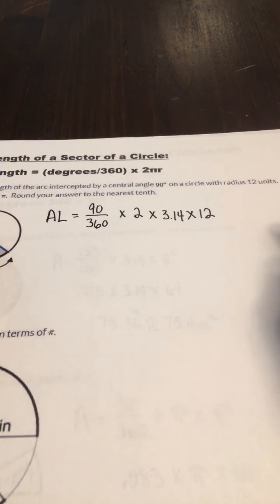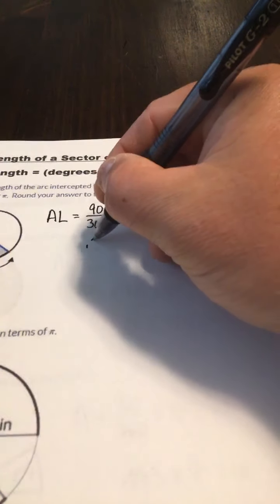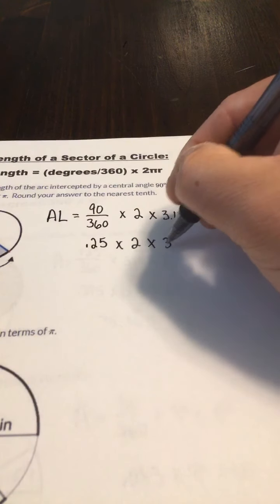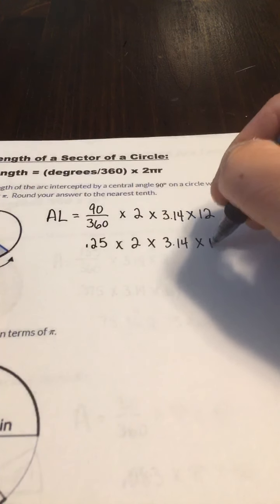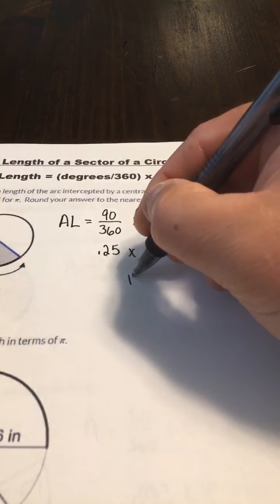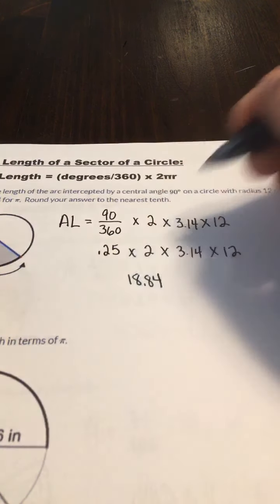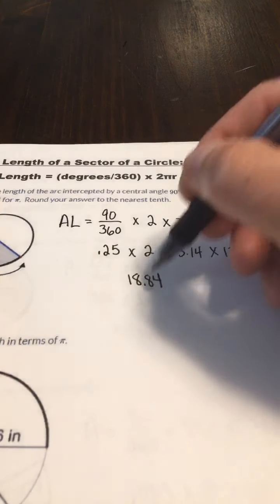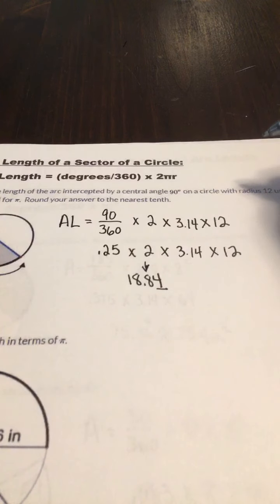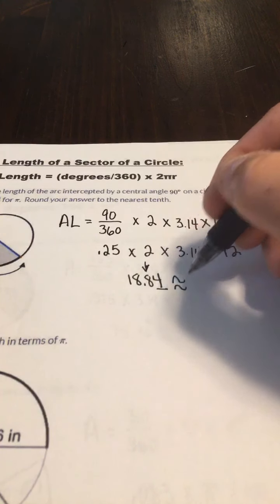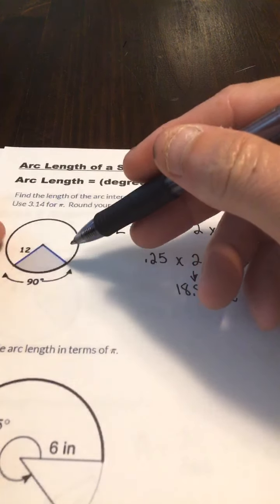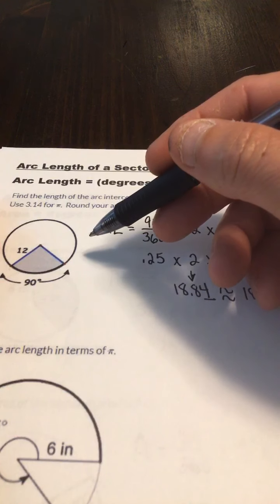So 90 divided by 360 is 0.25, times 2, times 3.14, times 12. And if I multiply all that together, I get 18.84. It says round to the nearest tenth, so I look at this. Is it 5 or greater? No. So my answer stays 18.8.